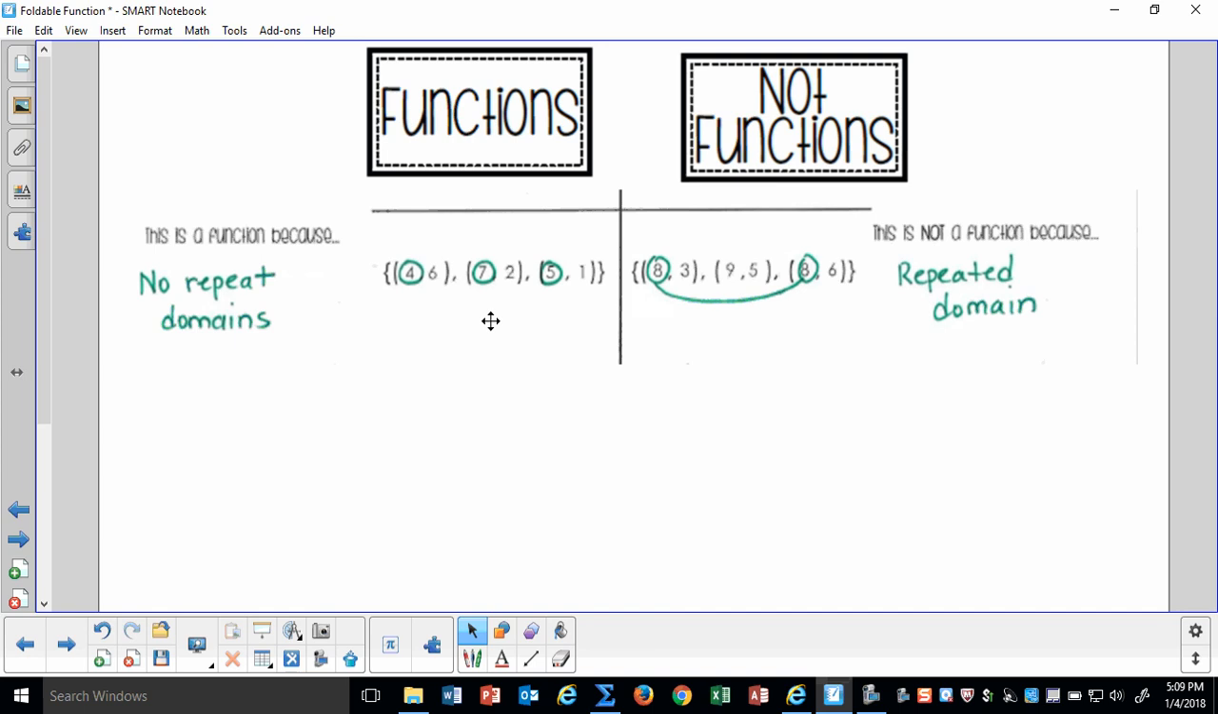The set of ordered pairs on the left side is a function because there are no repeat domains. That means the x values don't repeat: 4, 7, and 5. So that makes it a function. But on the right side, this is not a function. This relation is not a function because the 8's repeat. We have a repeated domain.